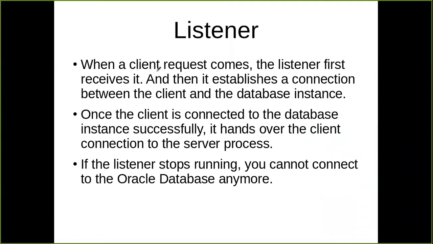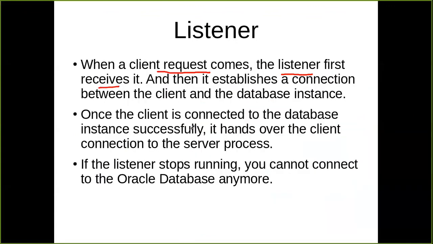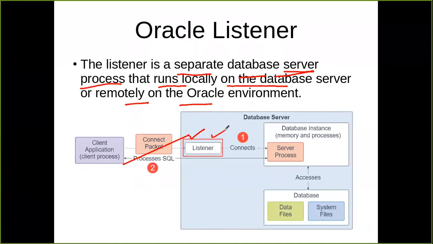When a client request comes, the listener first receives it, as shown in this particular diagram. Whenever a request from the client arrives, the very first step is that the request goes to the listener. The listener receives that request, and then it establishes a connection between the client and the database instance. It is the responsibility of the listener to create a connection between the client and the database server process.